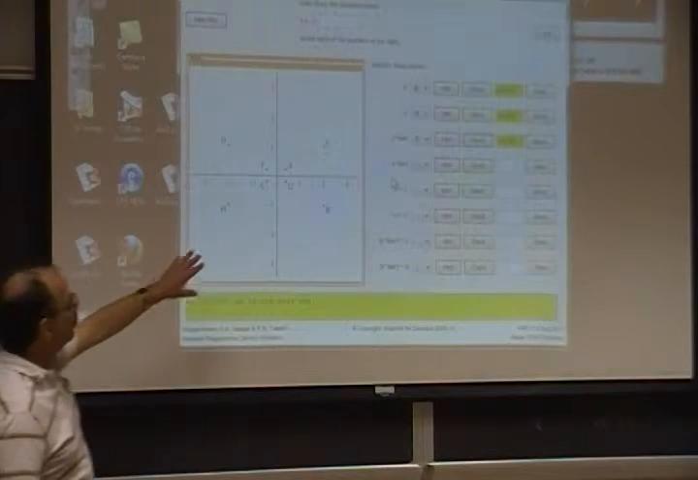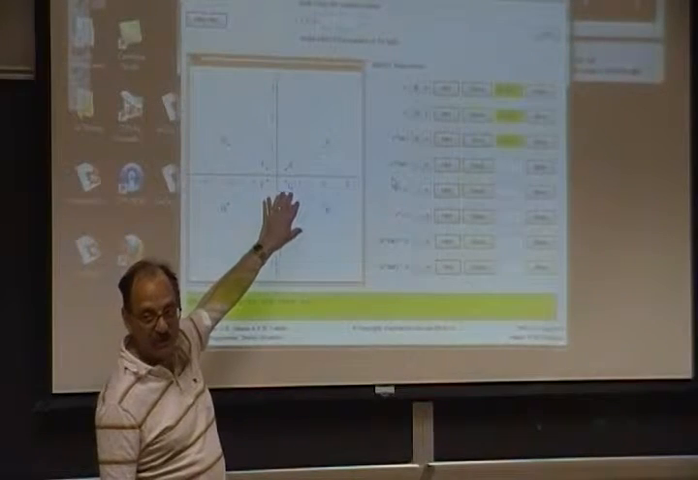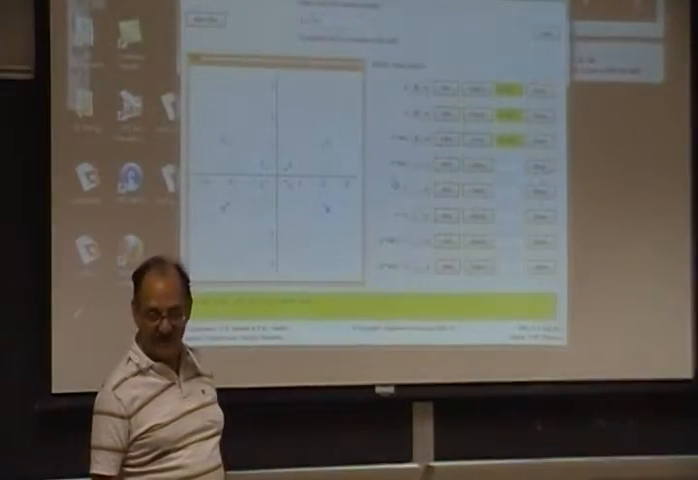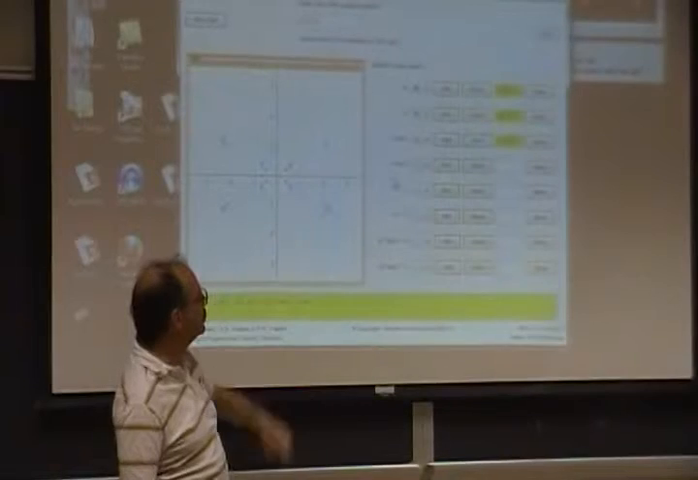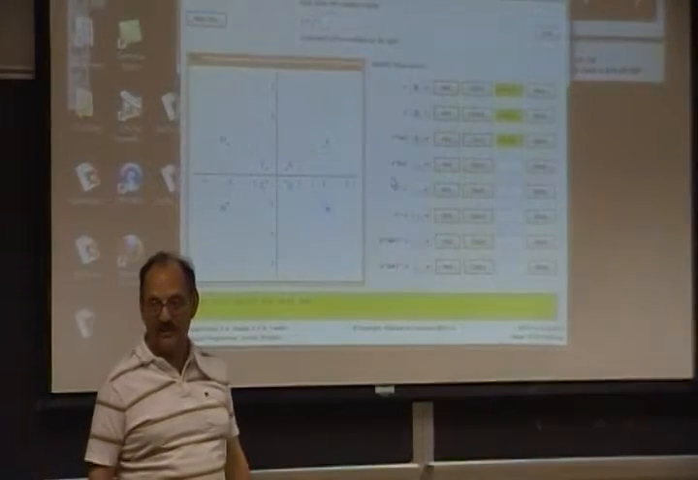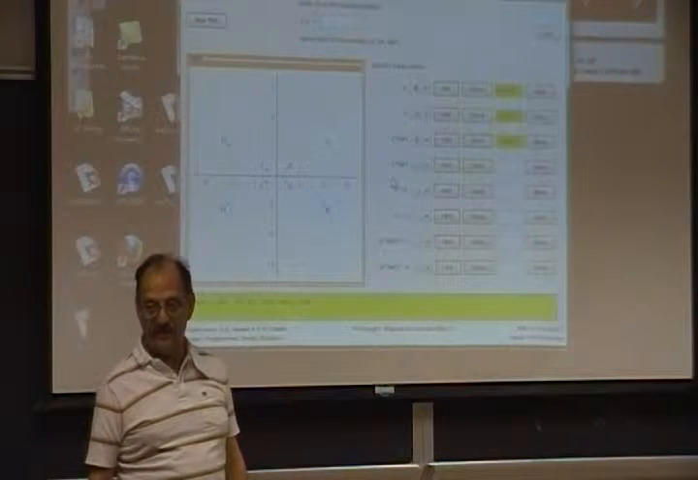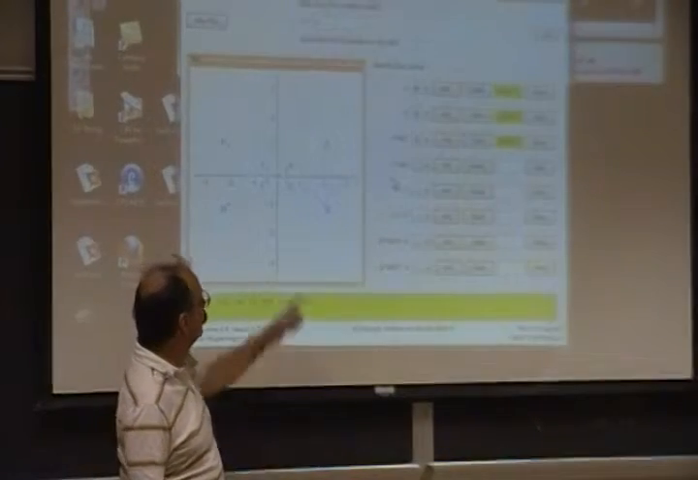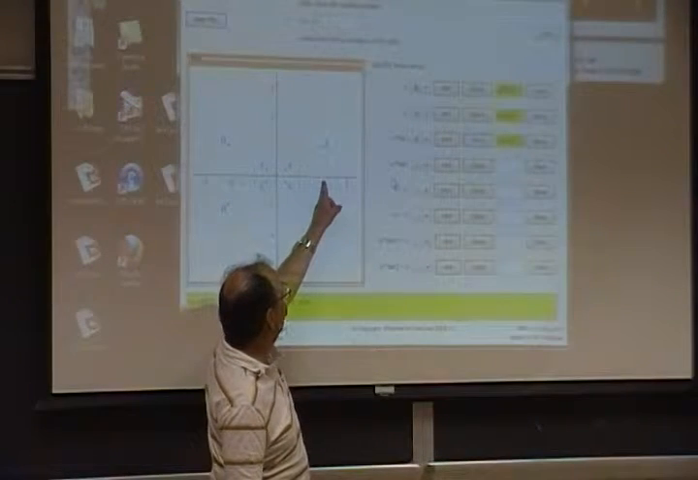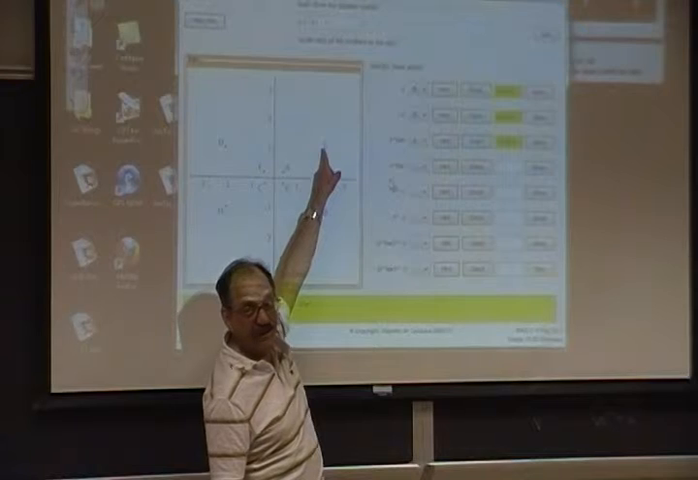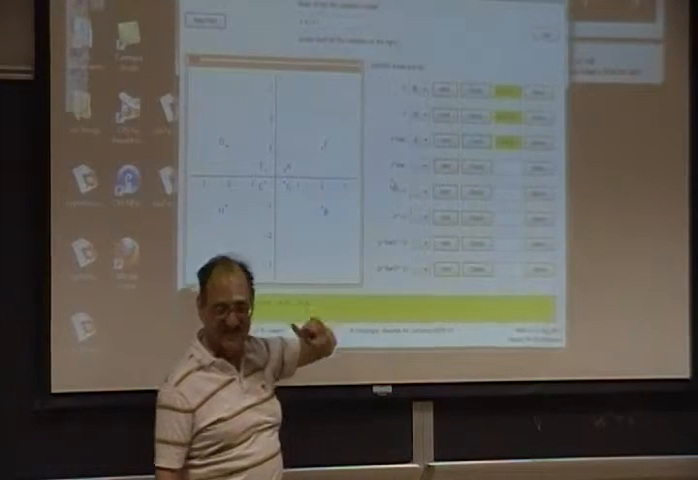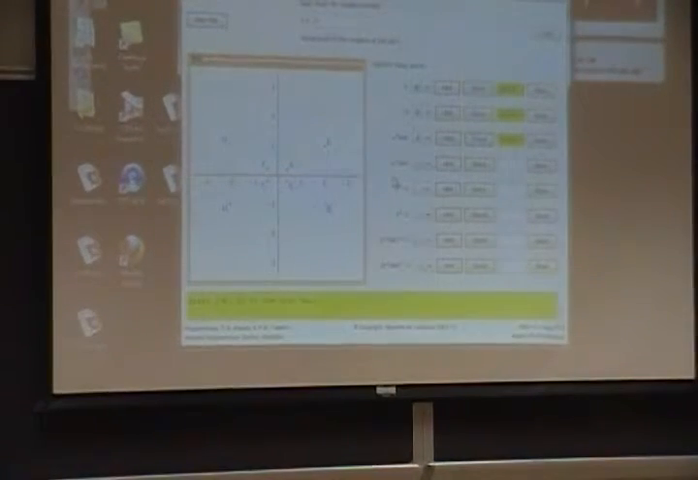Where is 2 plus I on this graph? Which one of these 8 points is 2 plus I? 2 plus is this way, I is that way. Oh, E. Yes, E.